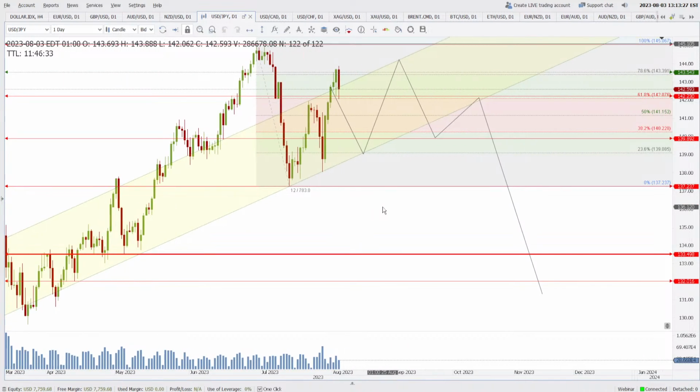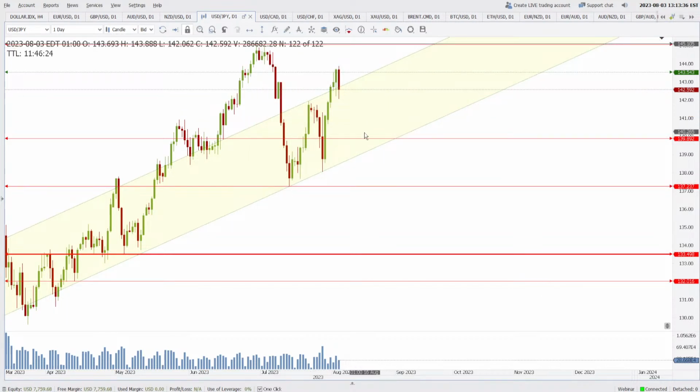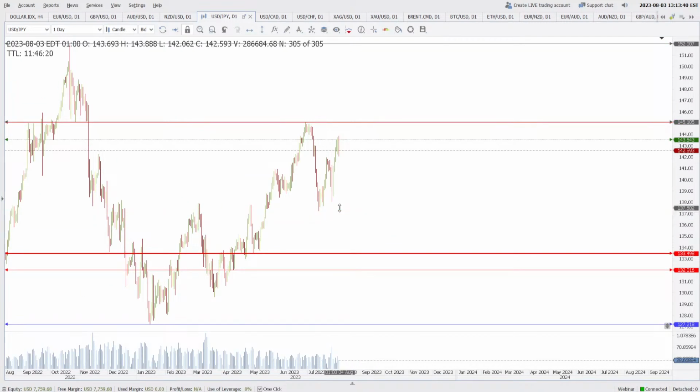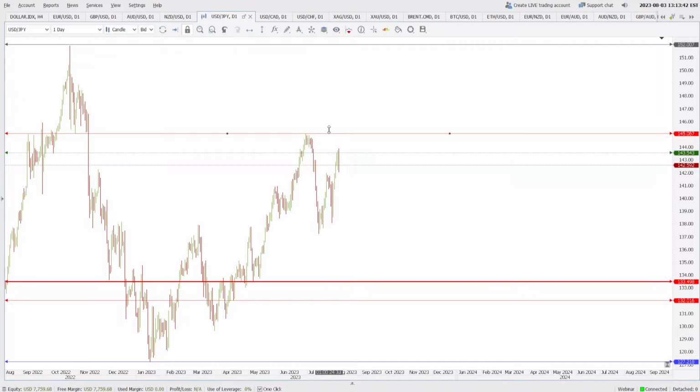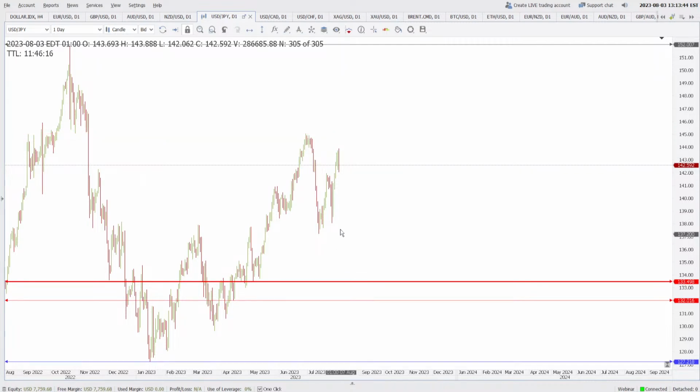Similarly, in the case of USD JPY, we were expecting this type of price action. There is no doubt about that. But I will remove everything so that we have a clear-cut idea what is expected and what is not. Guys, I'm removing everything.